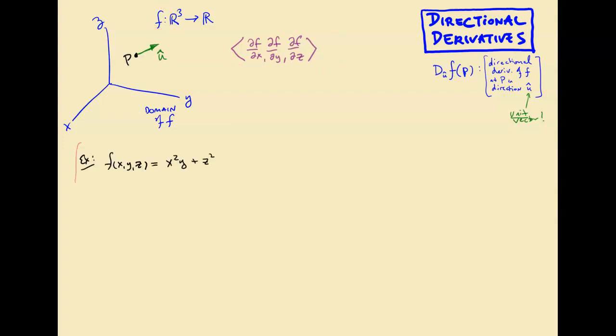For a specific example, let's take a function like this. We've got f of x, y, and z is x squared y plus z squared. If I wanted to know the gradient of that function, that would be a vector whose first component is the partial of f with respect to x. Well, that would be 2xy. The second component would be the partial of f with respect to y, which would just be x squared. And the third component would be the partial of f with respect to z, which would just be 2z. This vector whose components are the 3 partial derivatives of this function is what we call the gradient of this function.